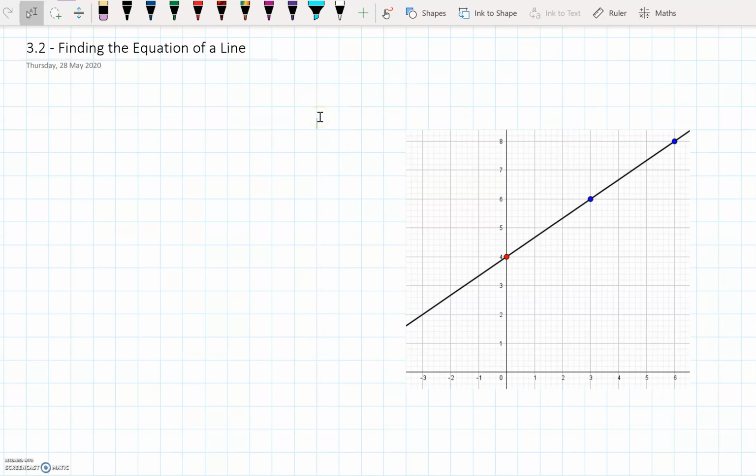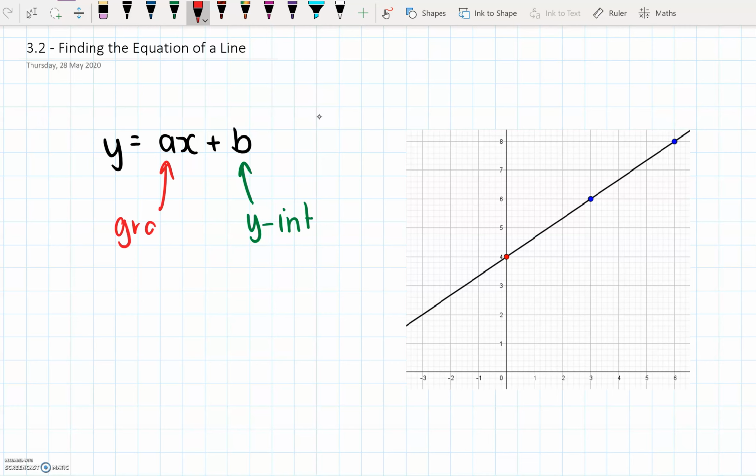in the last lesson we talked about the general form of an equation, and that's the point that we always need to start with. So always start with your general form. The general form was y equals ax plus b. You should be able to recite this in your sleep. And remember that b represents the y-intercept and a represents the gradient or the slope.